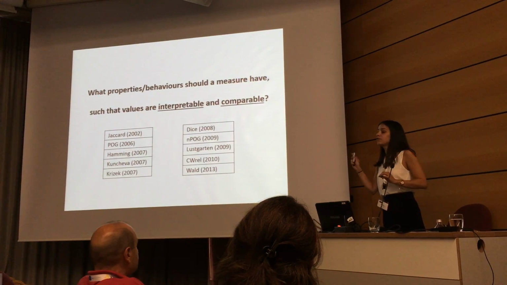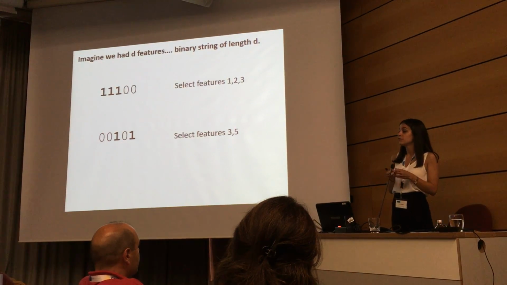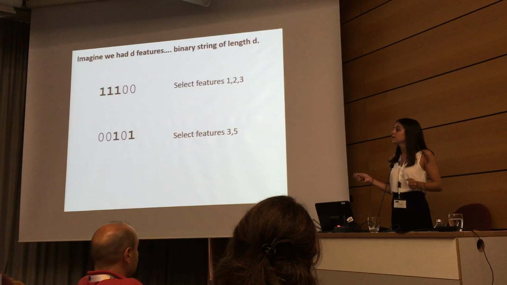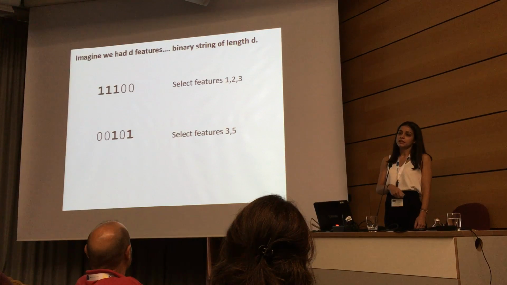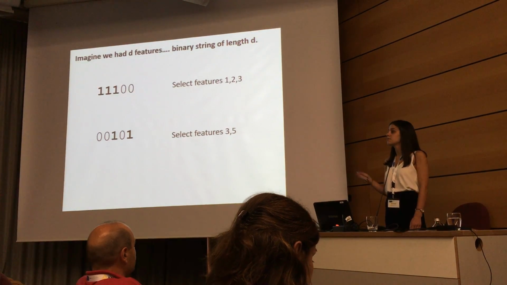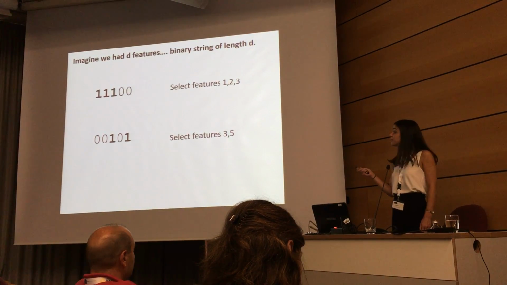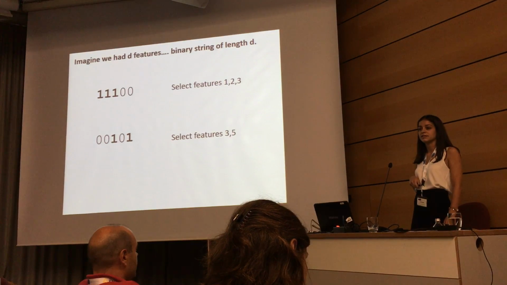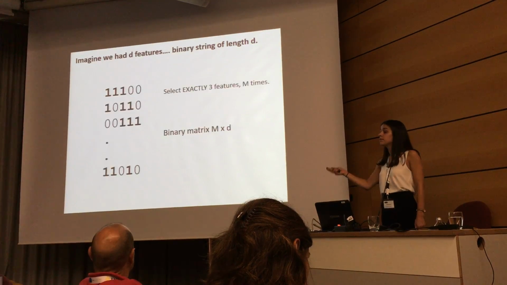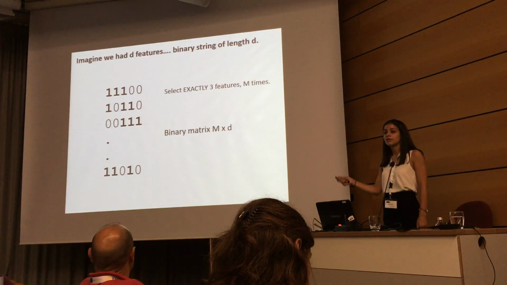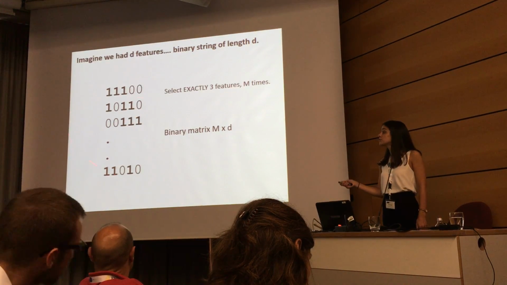So first of all, I'm going to introduce a little bit of formalism. We can model a feature set of length d by a binary vector of length d, where 1 means the feature has been selected, and 0 means the feature has not been selected. For instance, here, features 1, 2, 3 have been selected, and here, features 3 and 5 have been selected. If we repeat this procedure M times, we get a matrix with M rows for each feature set and d columns for each feature. So this will be the input of our stability measure.